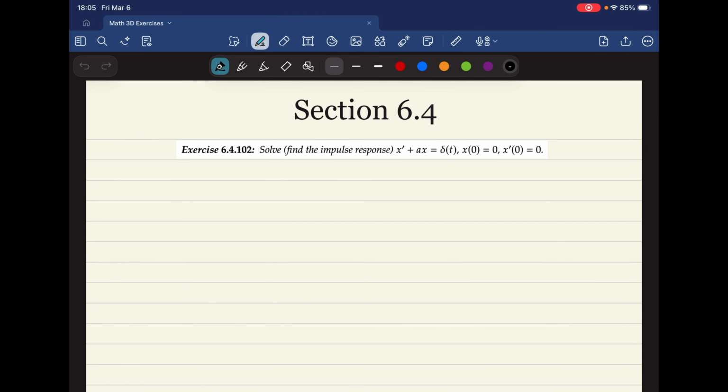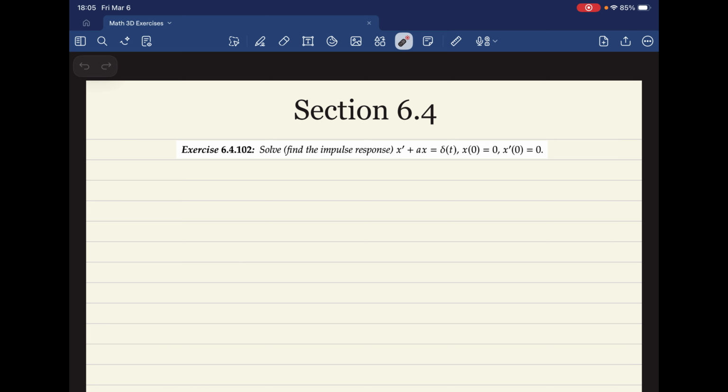Hello, in this video I'm going to be solving exercise 6.4.102 from Jiří Lebel's notes on Diffy Qs. So here we're given this ODE and our task is to solve it subject to these initial conditions.